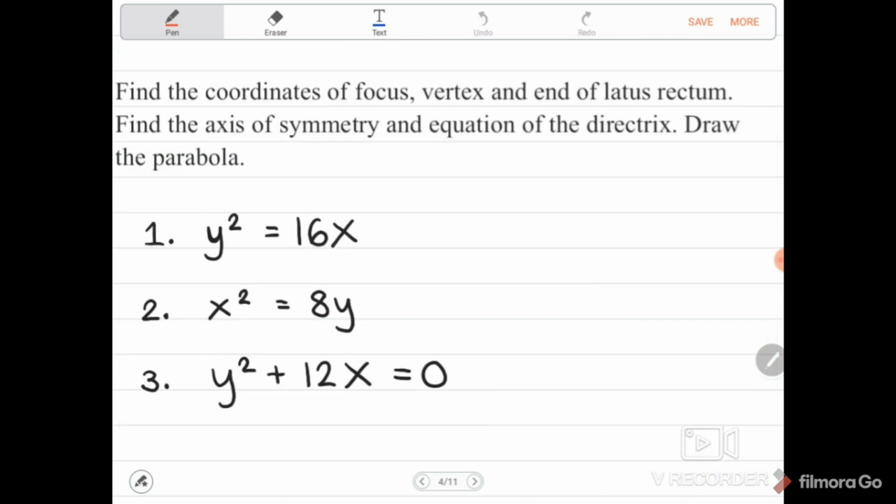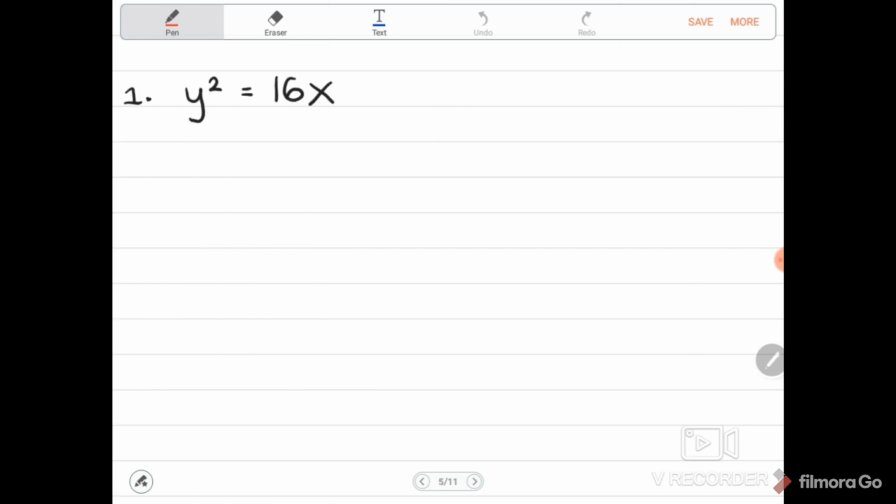Let us find the coordinates of focus, vertex, and end of latus rectum. Find the axis of symmetry and the equation of the directrix. Draw the parabola. So, we have here 3 sample problems, no? Let us try to answer each problem. Number 1, y squared is equal to 16x.